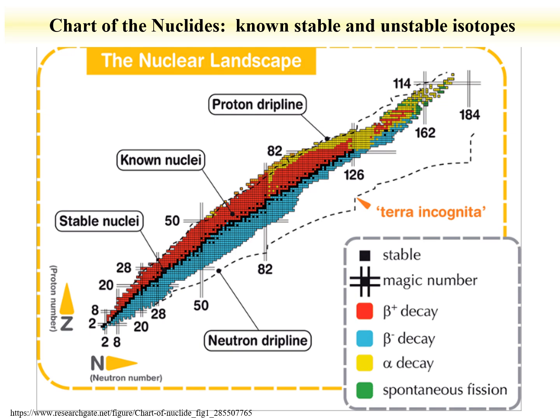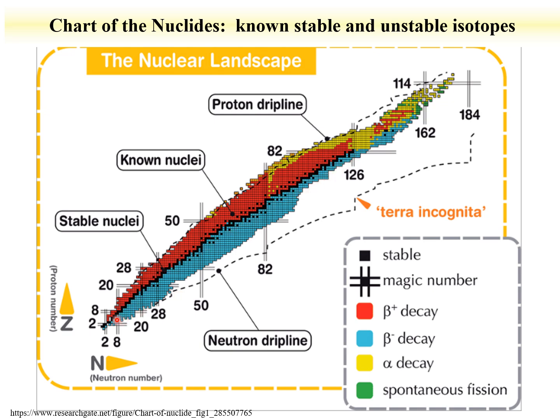The figure here, the chart of the nuclides, showing the known stable and unstable isotopes, is an expansion of the figure on the first page. Here we can see the proton number, shown as Z, the neutron number, those stable nuclei, indicated by the black squares, and all the others being radioactive.